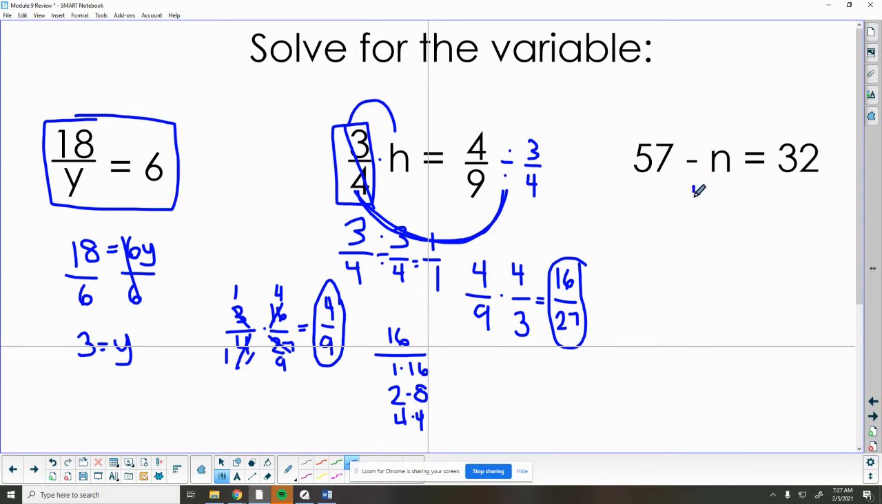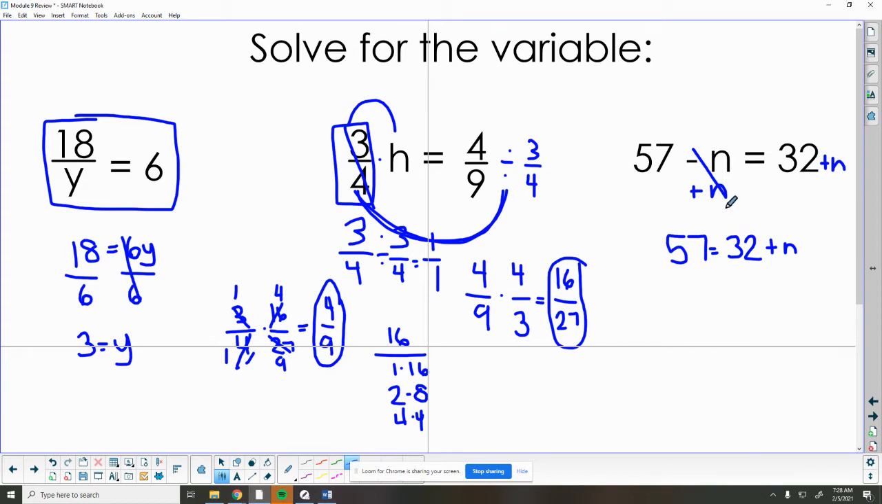So I want to cancel this n out. That means over here, I'm going to add on an n. So I had a negative n, I added one on, these canceled out. Now I have 0 n's here. So I have 57 equals 32 plus an n. Now I have that positive n. So I always like to try and work with positive variables. So if they're negative, we need to think about what can we do to make it positive.